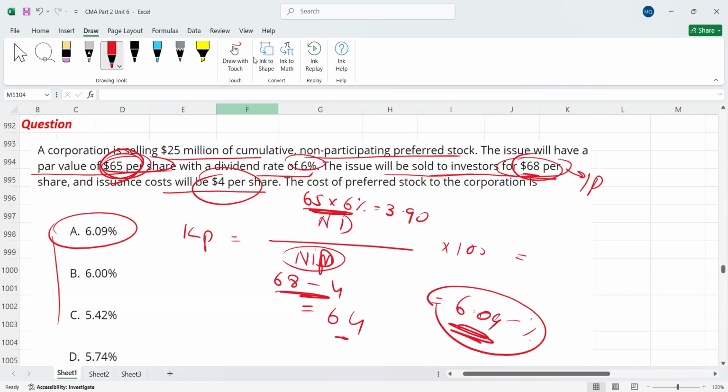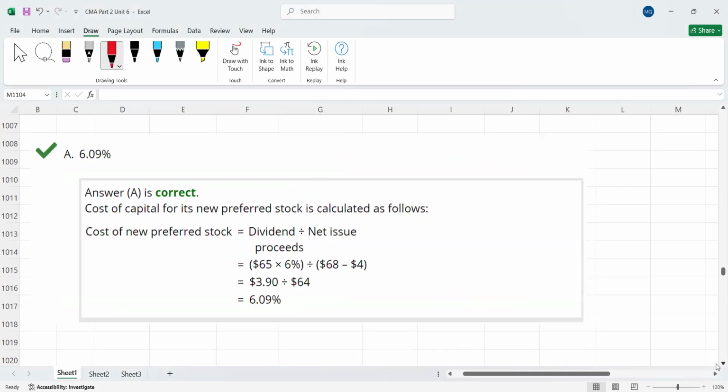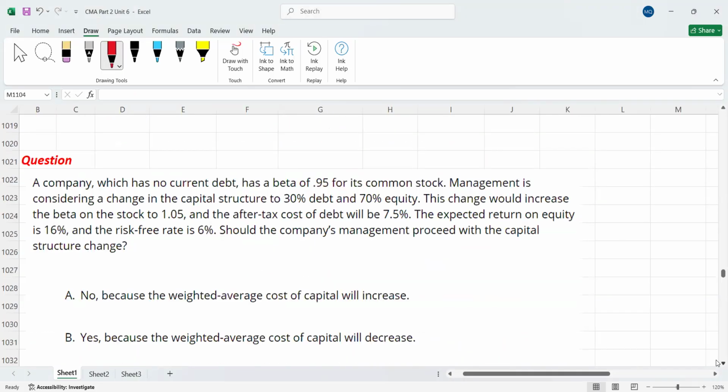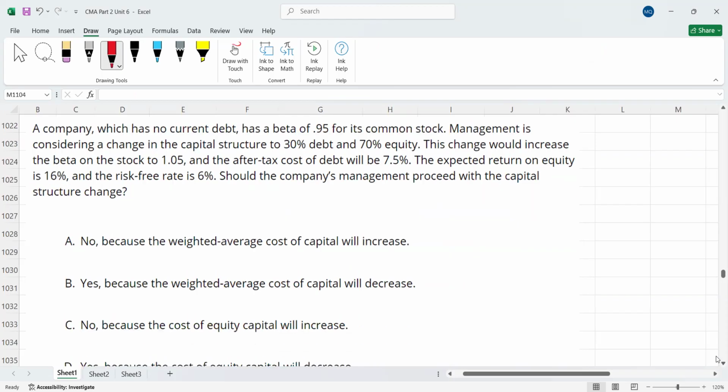Okay, yeah, thank you. Then we have another question. This is a little bit tricky, you have to understand this question, please. I need concentration. They're saying that, please, I need concentration. A company which has no current debt.